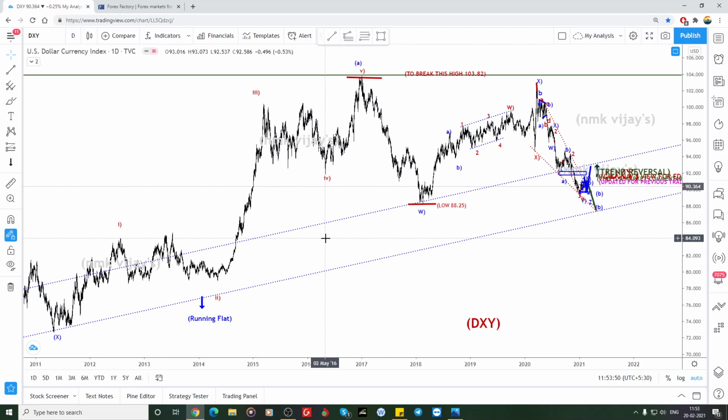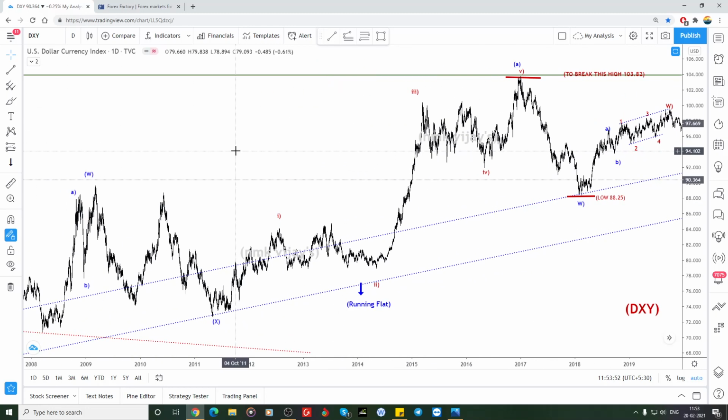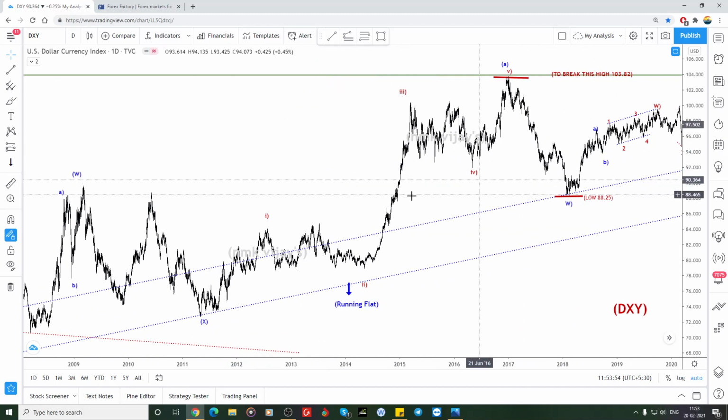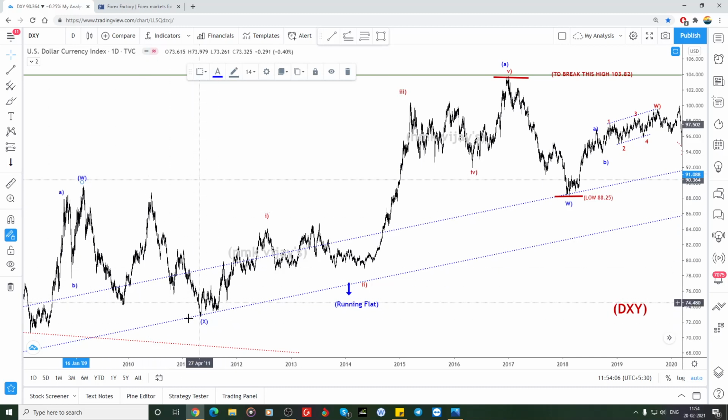So this is how I change my count according to the price action. The conclusion is this: ABC, then ABC, then B and C. So this is the flat correction and this is a continuation of the bullish trend. So this is a W followed by the X, and I took this as A, B and C. That is my mistake here. Now the A wave contains a 5-wave structure.